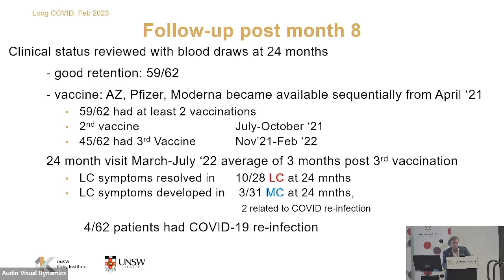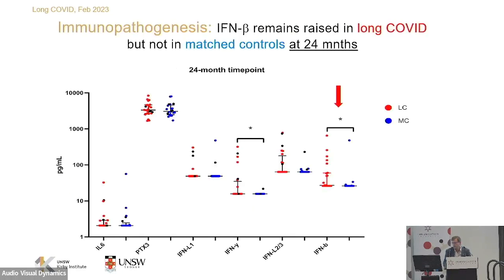The long COVID symptoms had resolved in 10 of the 28 at 24 months, but 3 of 31 of the matched controls had developed long COVID symptoms, and 2 of these appeared to be related to COVID reinfection. And during this period of follow-up, 4 of the 62 patients had documented COVID-19 reinfection. So by 24 months, of those cytokines that we saw raised at 4 months, only interferon beta remained raised, and this was in fewer of the patients, but still was significantly different.